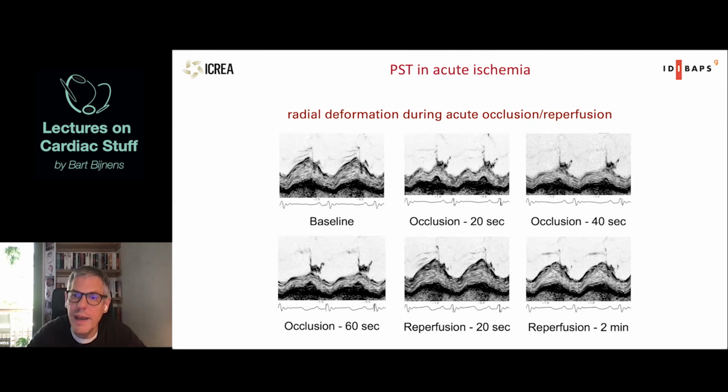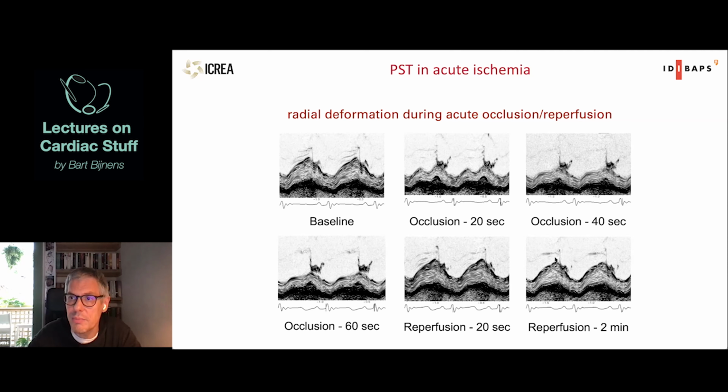Okay, let's now go back to what happens during an acute occlusion. As I said before, when you look at it, you get two major things here. On the one hand, you have a decrease in the systolic deformation. So you have much less thickening during the ejection period and much less inward motion. Then you have a little bit of outward motion, and then you have the second peak of inward motion again that you can see here.